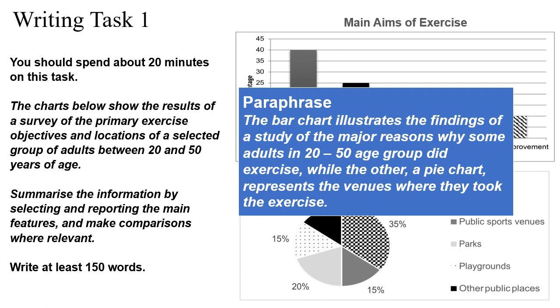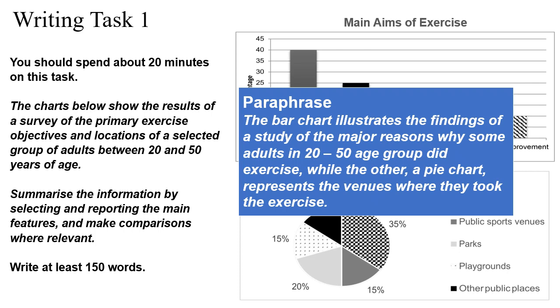The bar chart illustrates the findings of a study of the major reasons why some adults in 20 to 50 age group did exercise, while the other, a pie chart, represents the venue where they took the exercise. You can pause the video to take note of the changes that are taking place in the paraphrase. Let us now take a look at the instruction next.